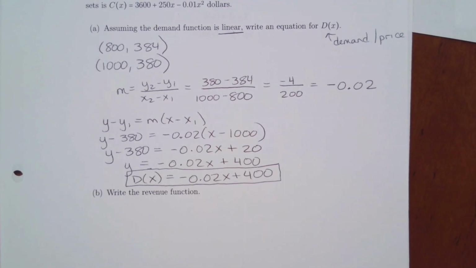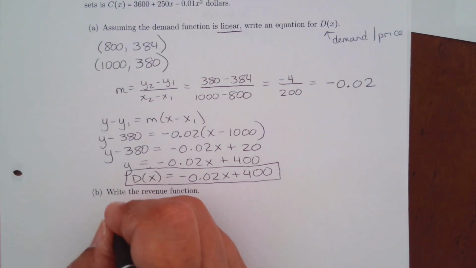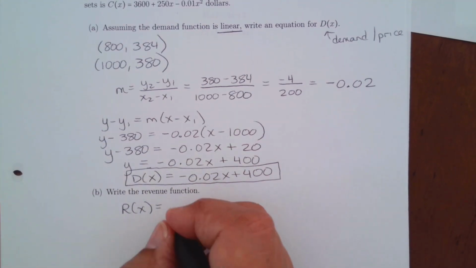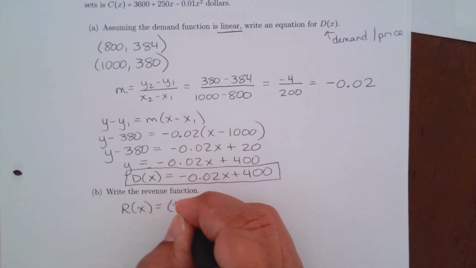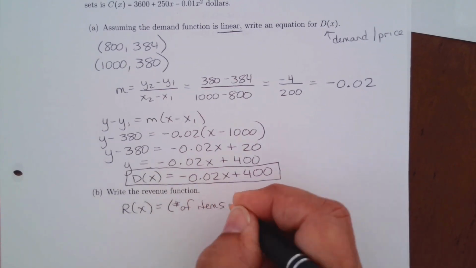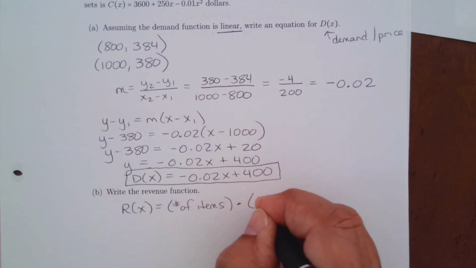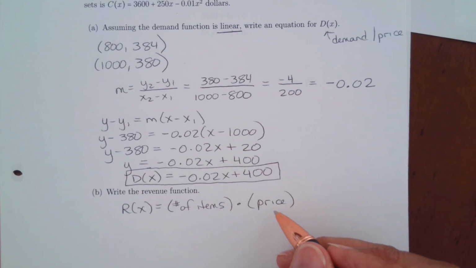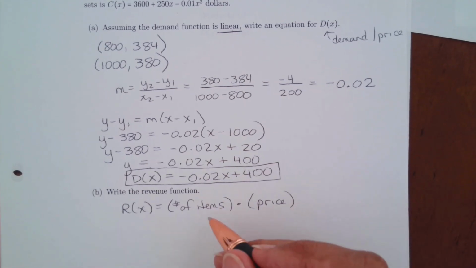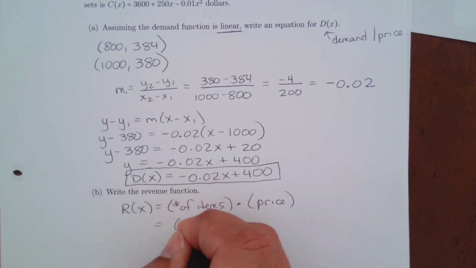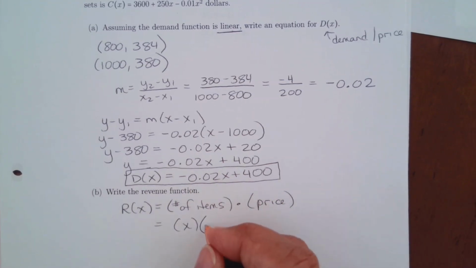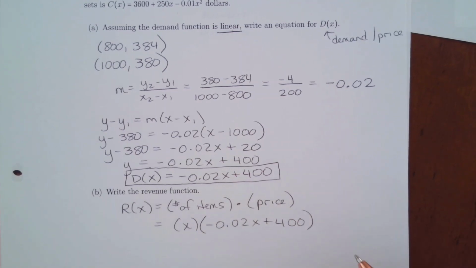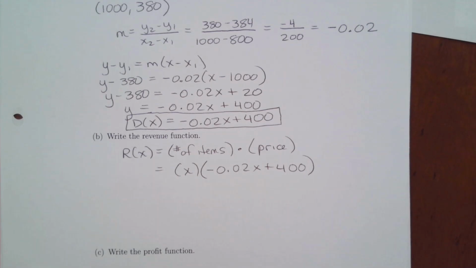All right, now we're going to write the revenue function, okay, revenue function. Remember what the revenue function is, okay? It's the number of items sold times the price, right? Or d of x. That's d of x, remember the price. All right, so we know the number of items sold is x, and we just found the price, which is negative 0.02x plus 400. That's the price. So we just need to multiply that out.